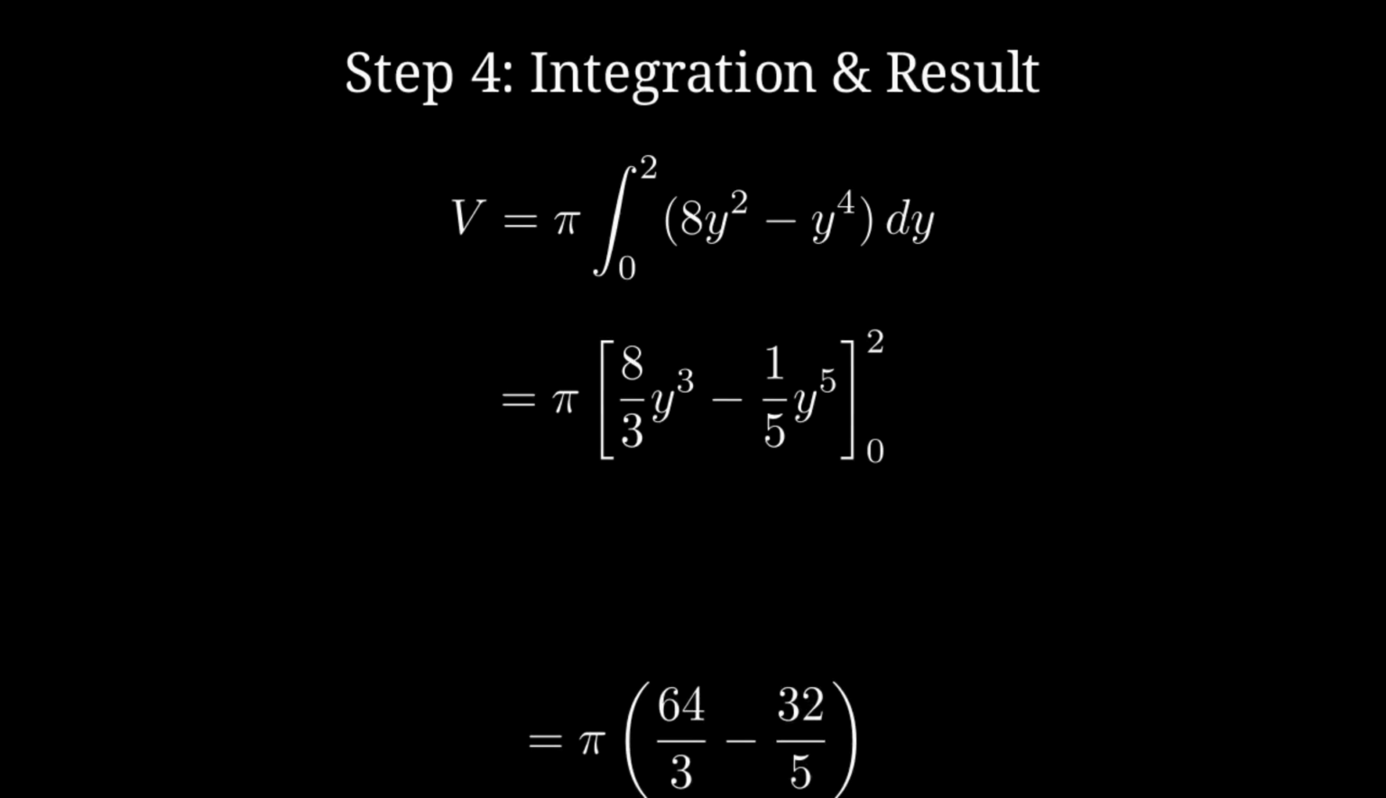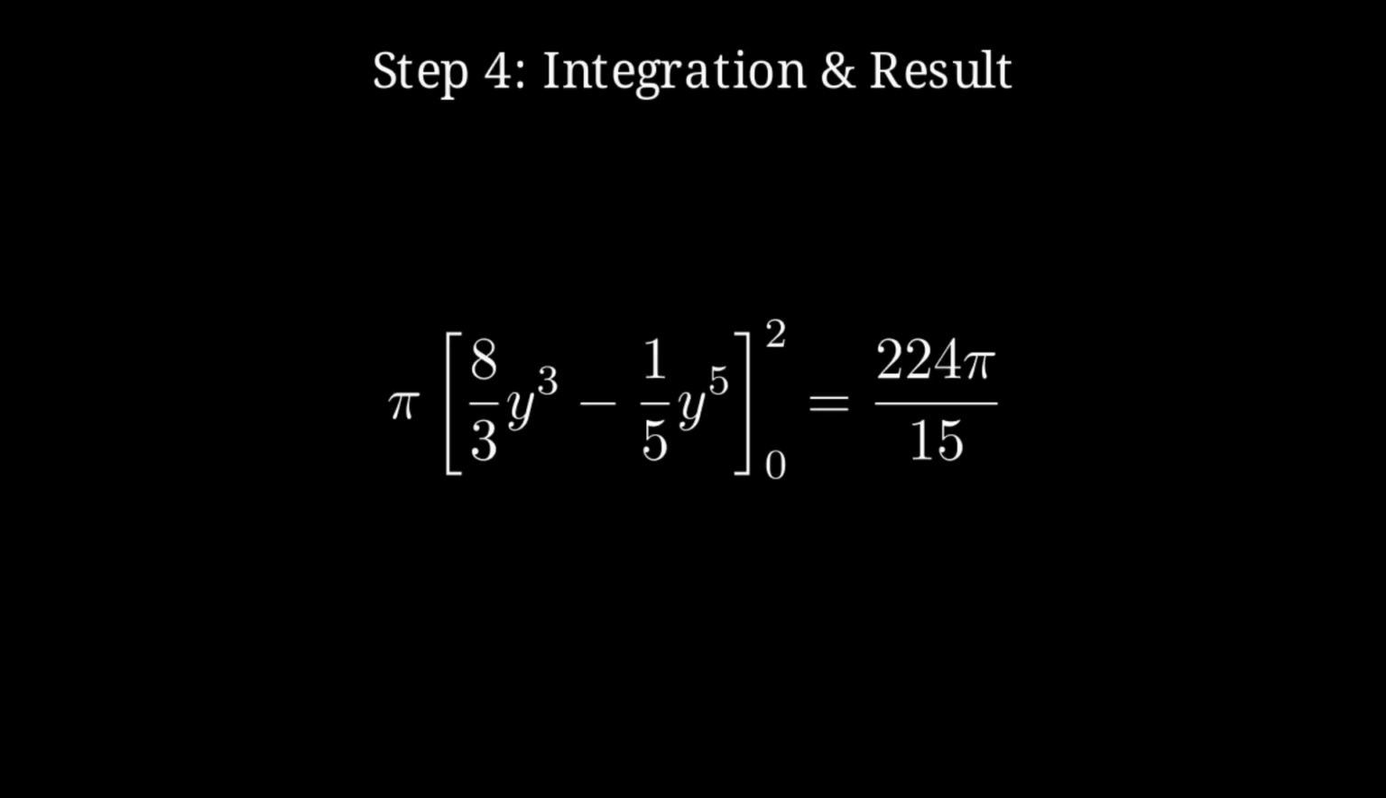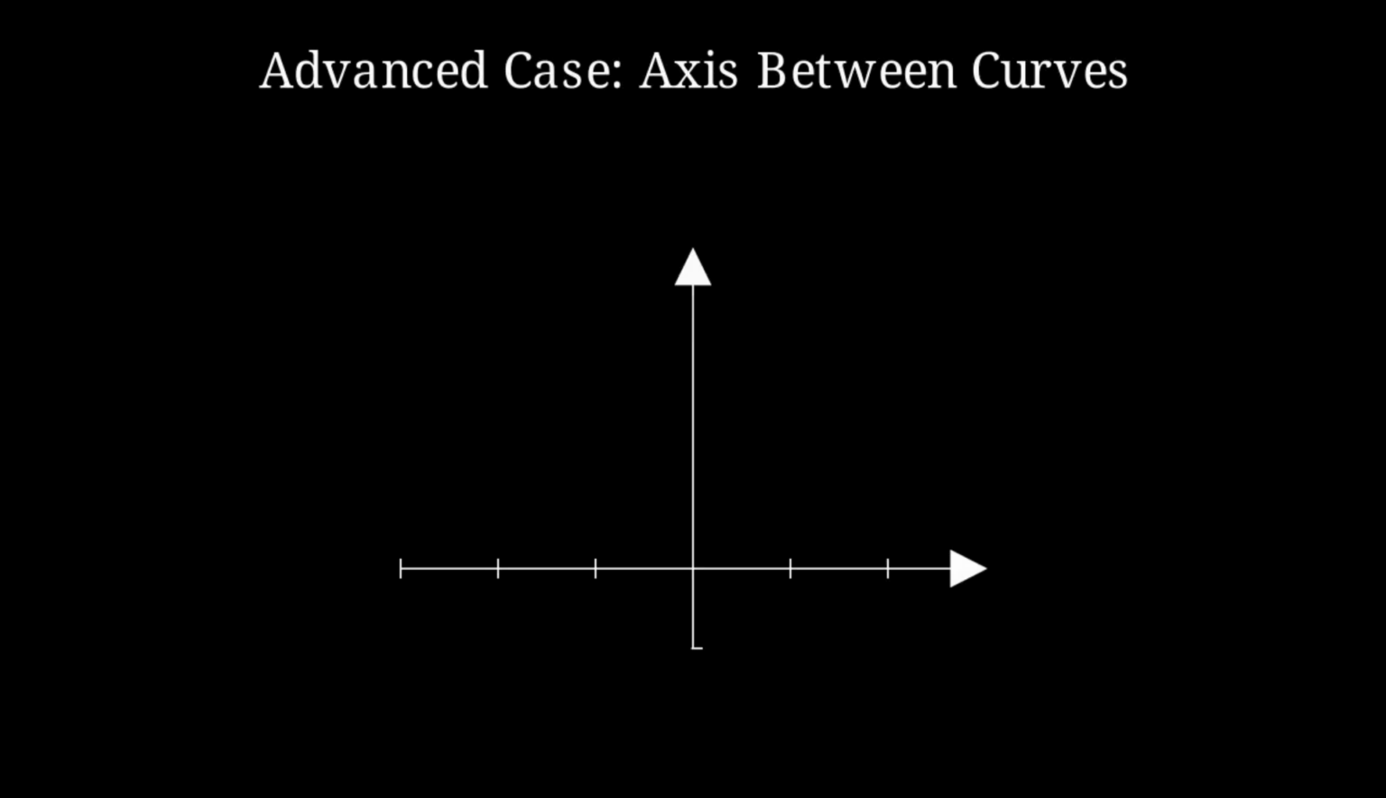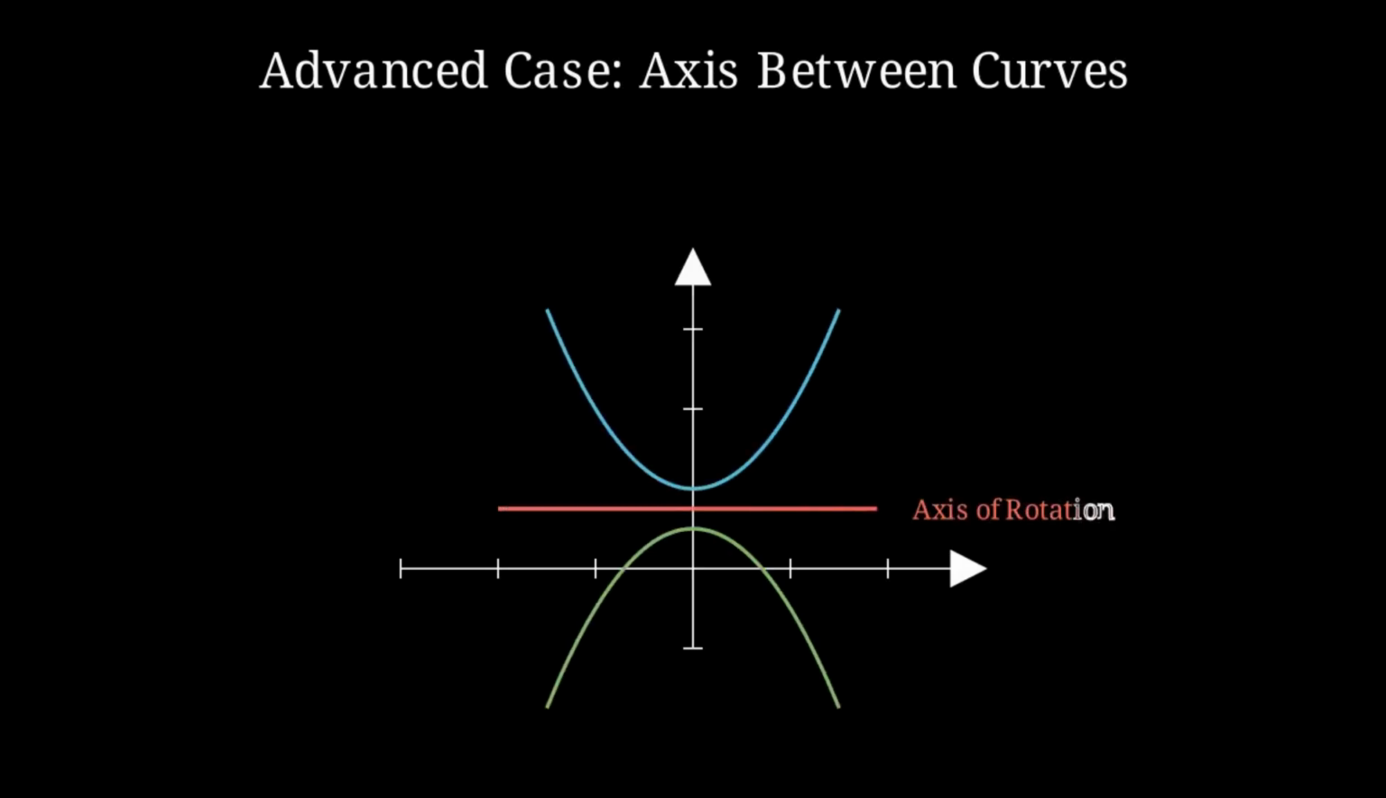This simplifies to 64/3 minus 32/5. Finding a common denominator, our final volume is 224 pi over 15 cubic units. What if the axis of rotation passes through the middle of the region? This creates a complex overlapping solid. In such cases, you must split the region into two parts and calculate the volumes separately, or rethink the geometry. Usually, in introductory calculus, we deal with axes that do not cross the region.